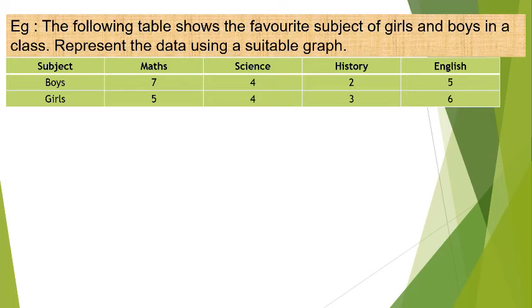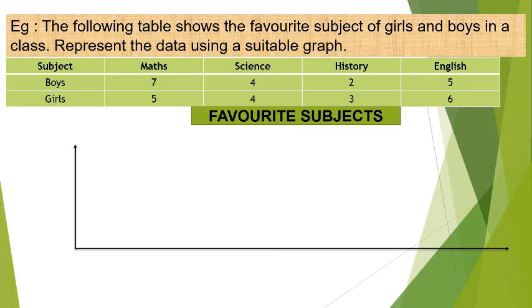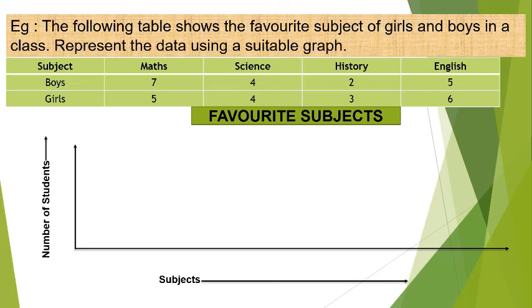Like in the bar graph, in the double bar graph also, first of all we will write the title. Here the title is the favorite subjects. Then we will be drawing the two axes, the x-axis and the y-axis. Now since we have chosen the vertical bar graph, so we will be plotting the subjects on the x-axis and the number of students on the y-axis. Now from the data we can see that all the numbers are less than number 10. So we will be choosing the scale as one block is equal to one student.